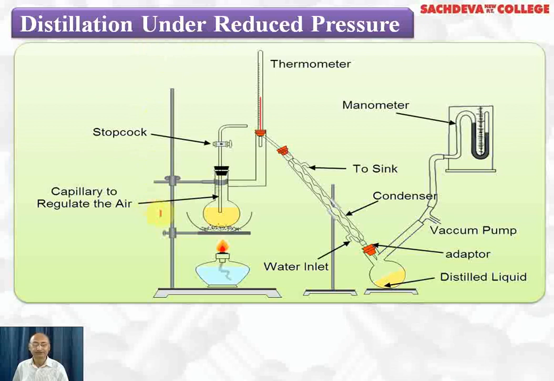Here we have the steam generator. This apparatus is the steam generator. Here water is being heated so that steam is formed. And this one is not the steam generator. In distillation under reduced pressure, here we have the organic liquid, which is to be purified with the help of distillation under reduced pressure.